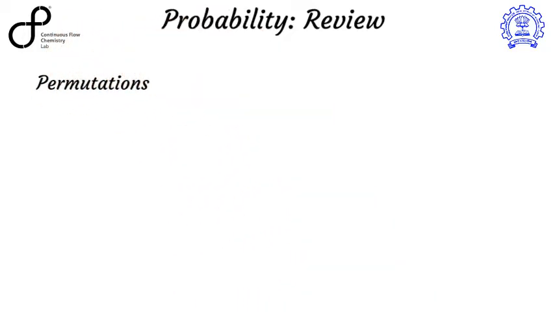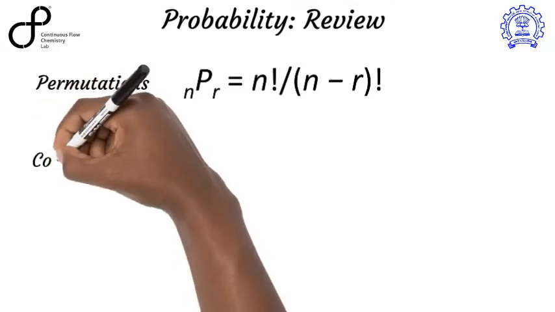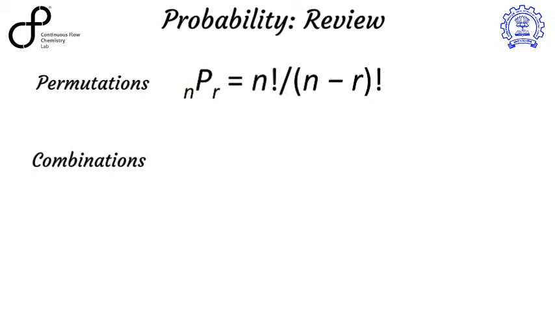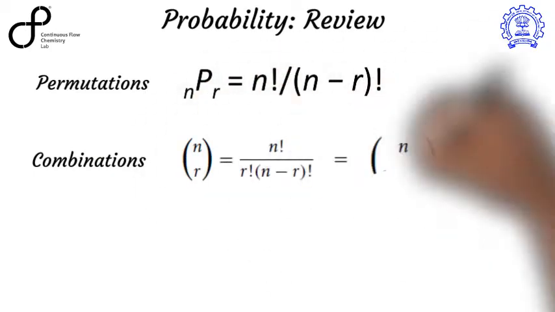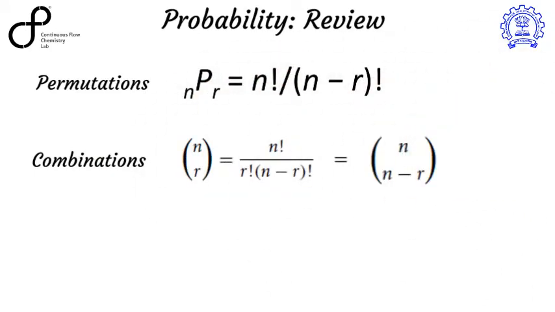First is the permutation, which helps in determining the number of ways n distinct objects taken r at a time can be arranged. Here the order of selection is important. In many problems, we are interested in the number of ways of selecting r objects from n without regard to order. These selections are called combinations.